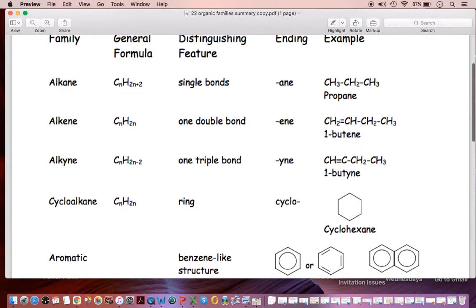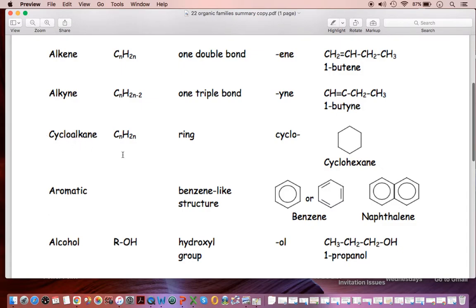After alkenes, we hit alkynes, and now it's 2n-2 because we have a triple bond. That's wiped out 4 hydrogens from what would have been an alkane. And of course it ends in -yne as well. And we have to put the location of the triple bond.